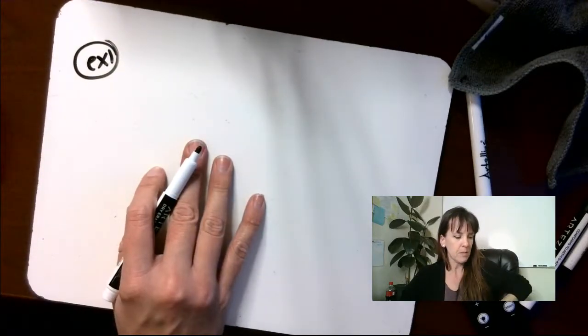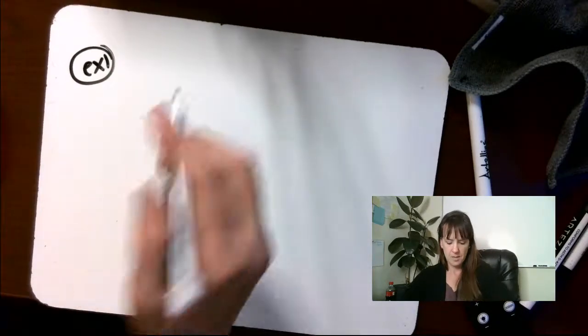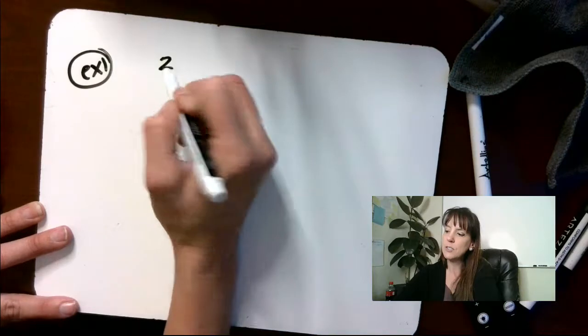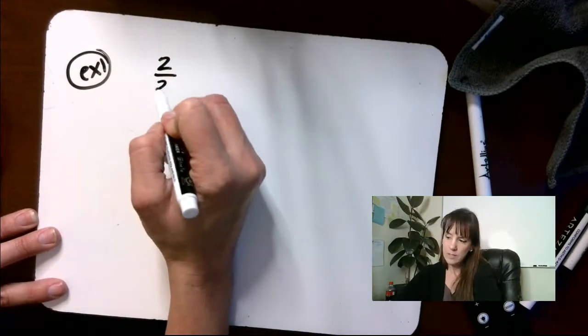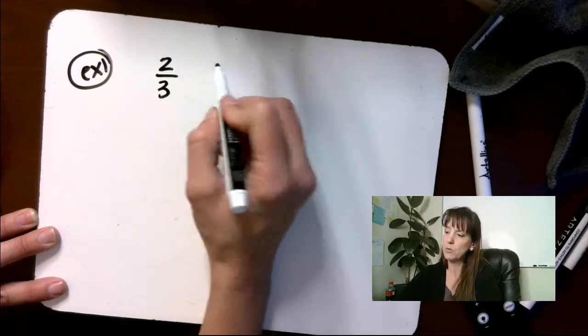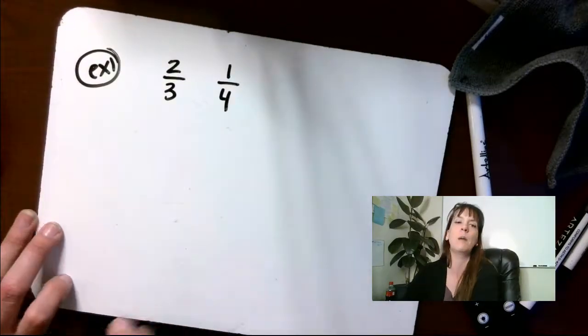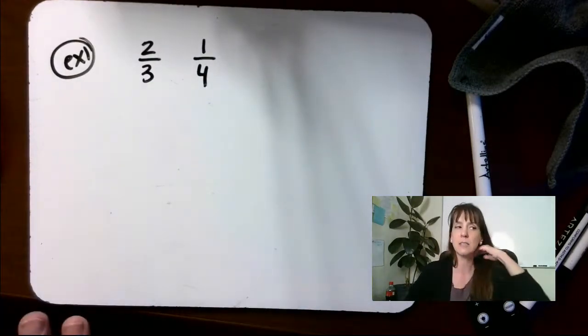Okay, so we have, it's asking us to rename, if you're following along at home, I'm on page 171. It asks us to rename 2/3 and 1/4 so they have a common denominator. This is where we need that least common multiple.